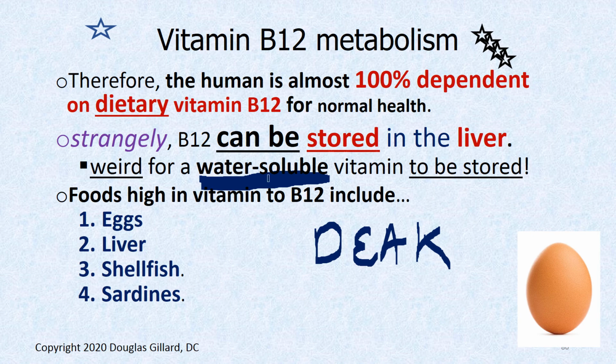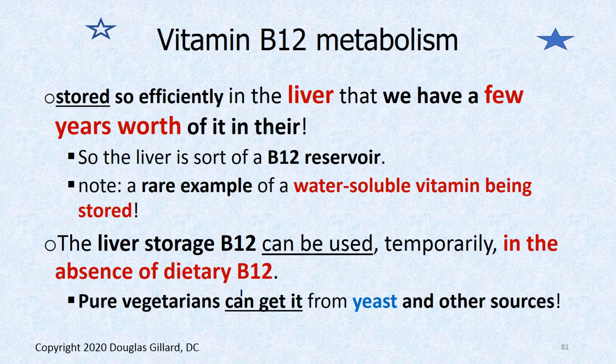But this is a water-soluble vitamin, which is usually urinated out, excess, but this one could be stored, and that's very strange. The foods super high in B12 are eggs, liver, shellfish, sardines, and a whole bunch more. In fact, the liver is so good at storing it, it can live there for a couple years. You can have a couple years supply of vitamin B12 stored in your liver. So that's kind of cool.